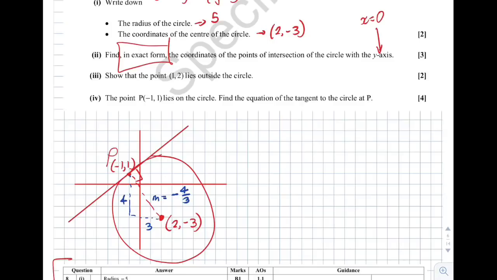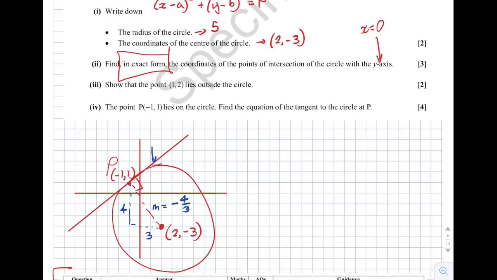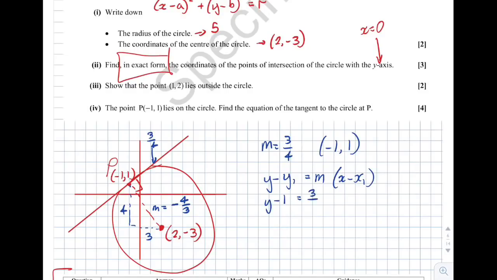So that must mean the gradient of the one perpendicular to it, you have to flip it and change the sign, will be 3/4. So we know the gradient of our line is 3/4 and the point on it is -1, 1. Now we can just use y minus y1 equals m(x minus x1) to solve. So we've got y minus 1 equals 3/4 (x minus -1), so +1.